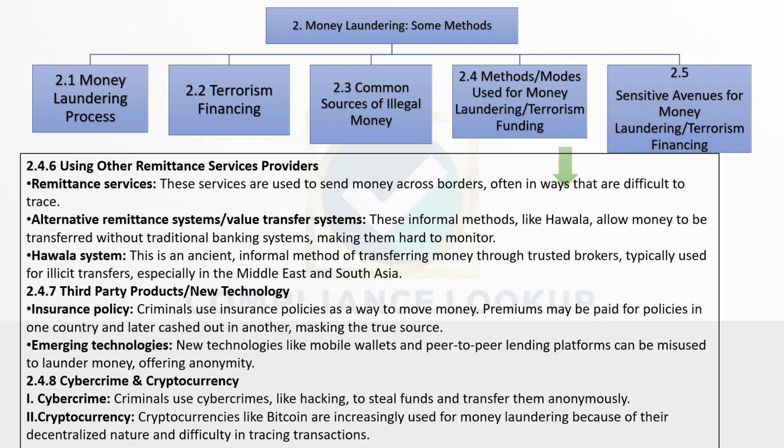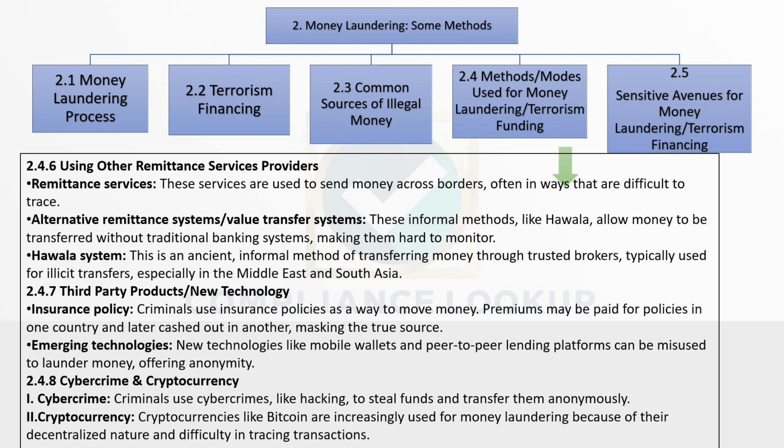Emerging technologies. New technologies such as mobile wallets, online payment systems, and peer to peer lending platforms are increasingly being exploited by criminals. These platforms offer a level of anonymity and allow money transfers with minimal regulatory scrutiny. Peer to peer lending or digital wallet services can make it easier for criminals to disguise the origin of their illicit funds.